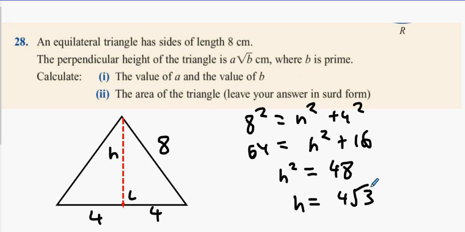You have to say the value of A. Oh, yeah. A is 4 and B is 3. Alright.